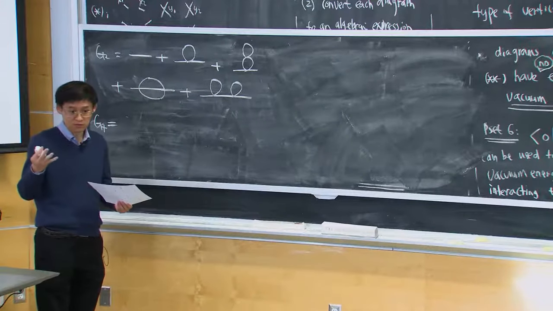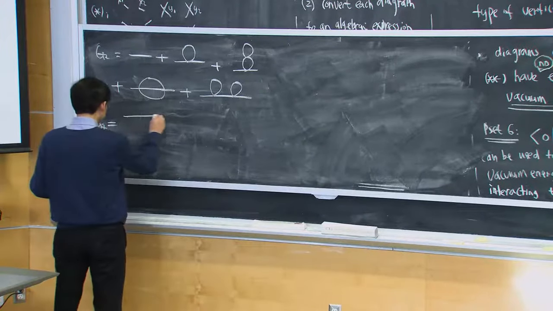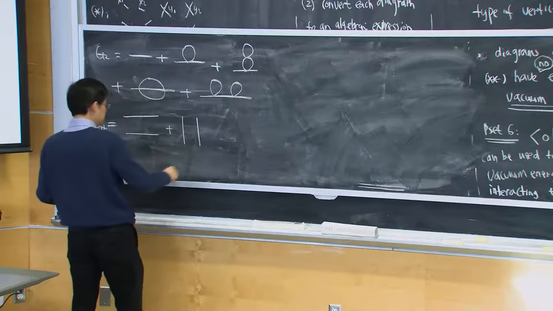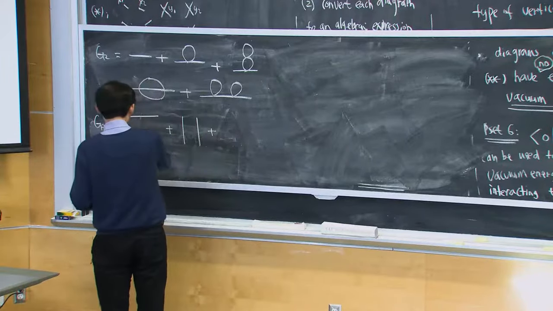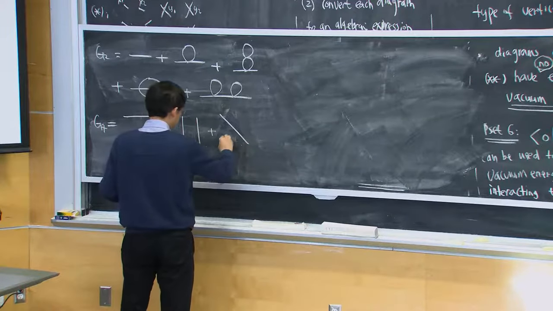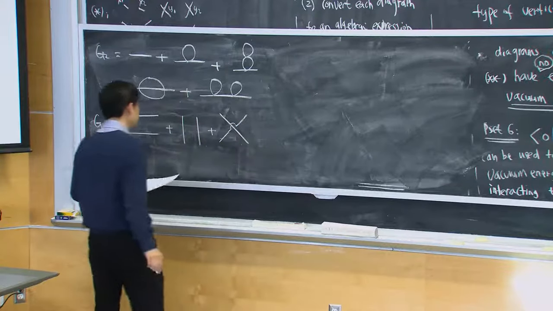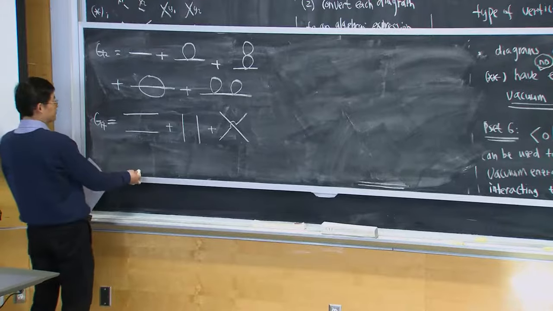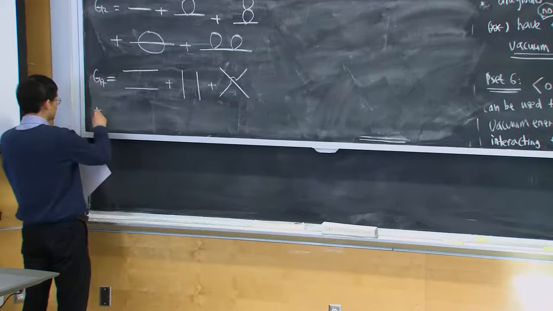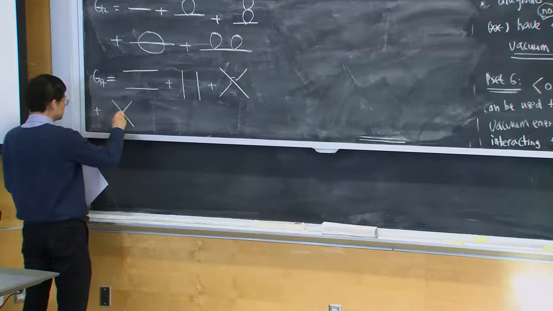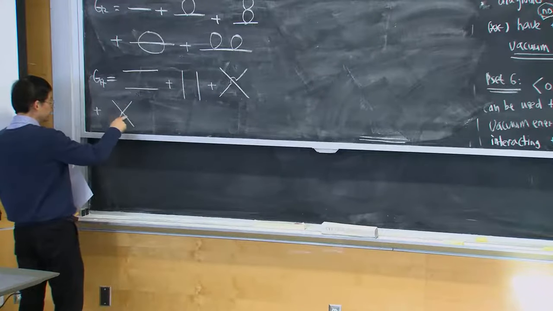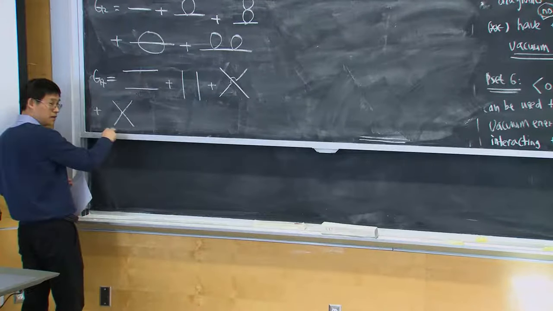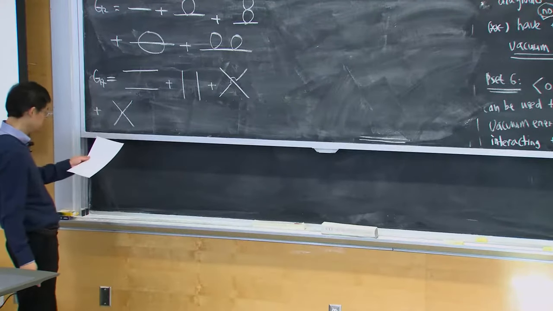you first have your free theory terms. The free theory terms you just have like that. It just contracted itself. Now we have four external points. So this comes from the free theory contribution at the zeroth order. And then at the first order, at order lambda, you just have this, so that all four different phis from the vertex are contracted with each of the external phis. So this is the first order.